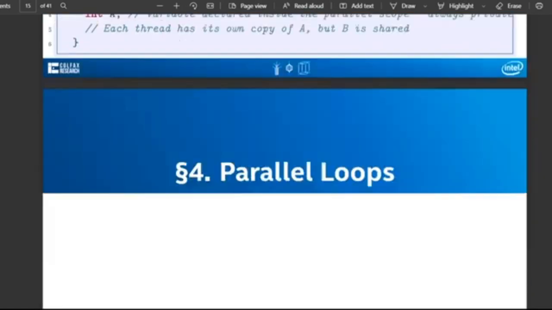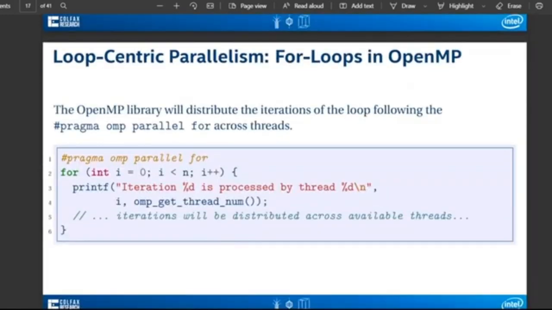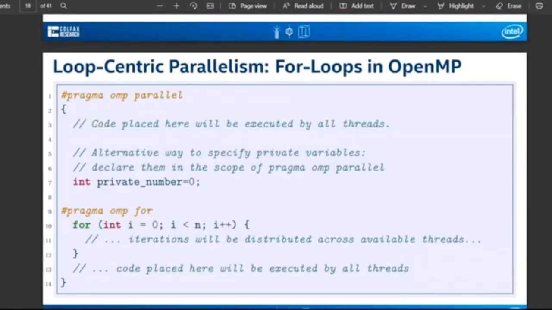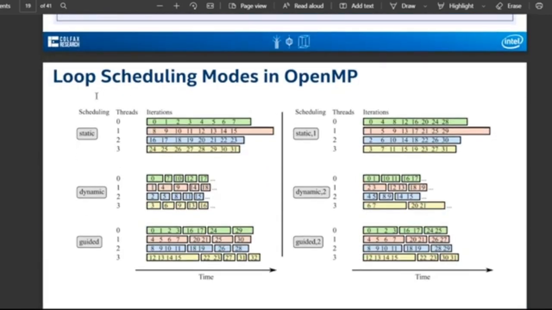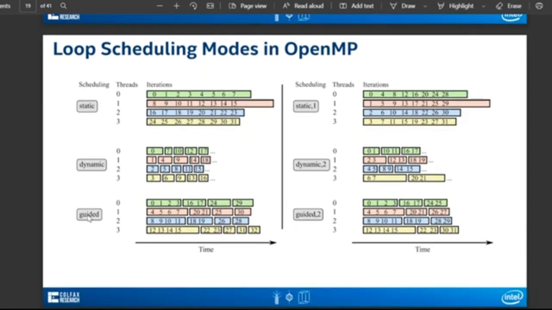Now, as we're running all these loops in parallel, we want to take care of any race conditions. One of the best ways of doing that is using a pragma OMP parallel and the pragma directive pragma OMP for. That will take care of any race conditions. These are the loop scheduling modes in OMP: we've got static, dynamic, and guided.